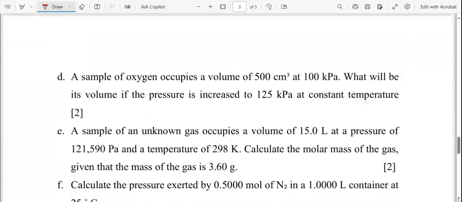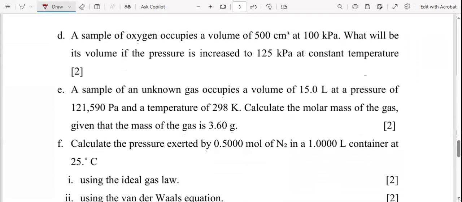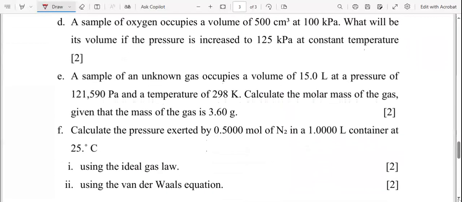So that is it. Let's go, guys. We're almost there. So the other question says a sample of oxygen occupies a volume at 500 kilopascals. What would be its volume if the pressure is increased, at constant temperature?